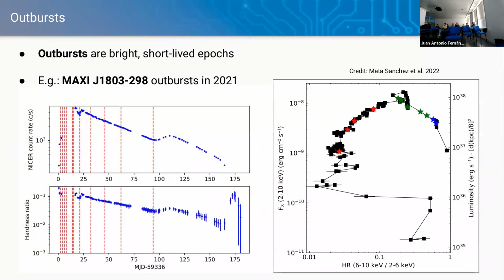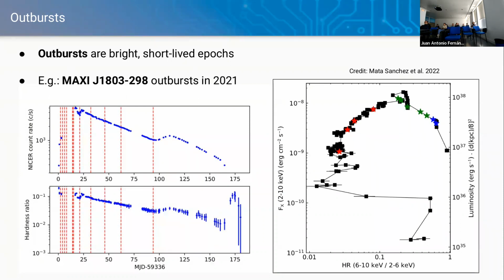So during the outburst, this is what you will probably find. This is an outburst that occurred in 2021 when this system was first discovered. On the top left panel, you can see the X-ray light curve. So this is the X-ray flux, in counts per second, that this nice instrument was detecting.